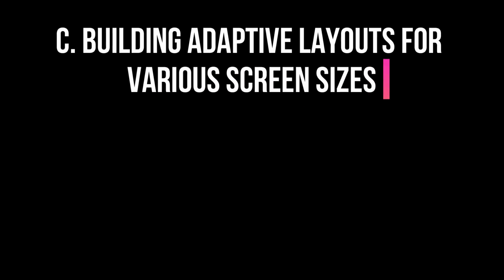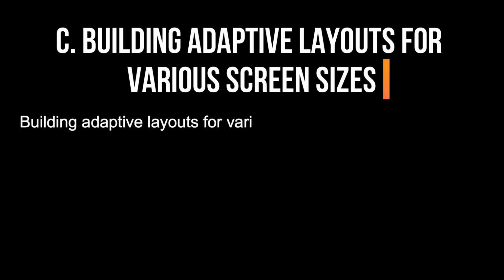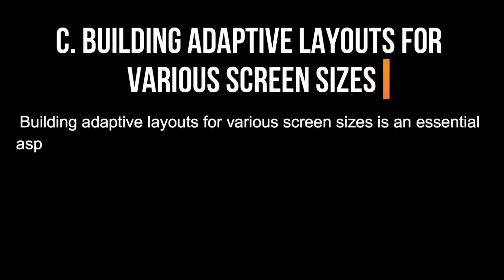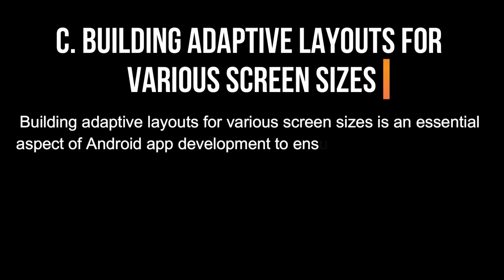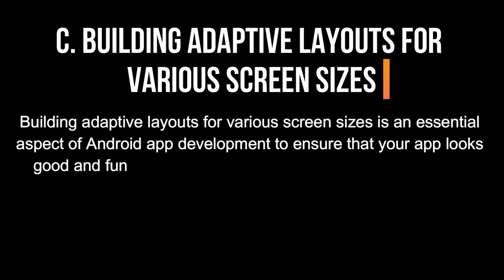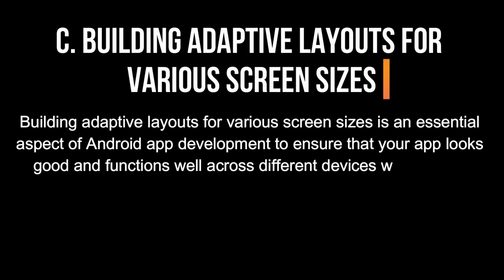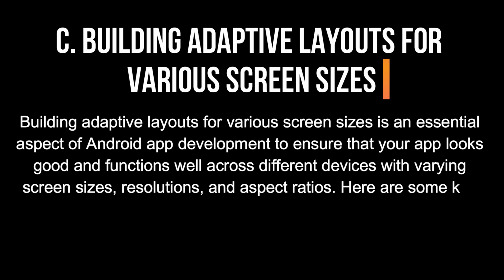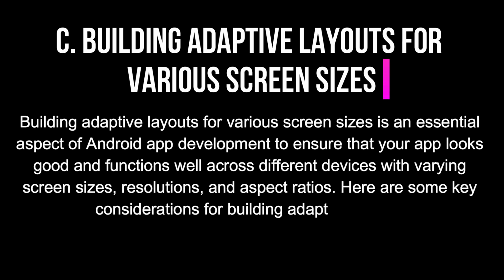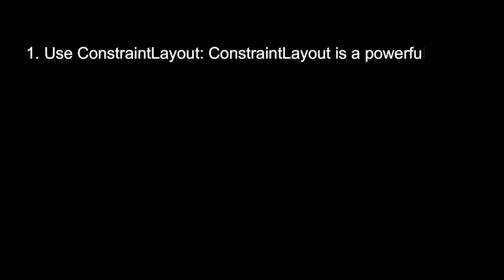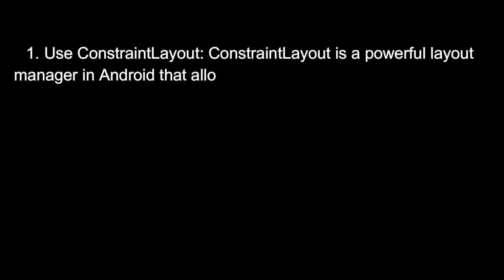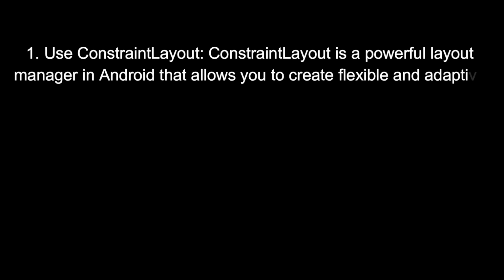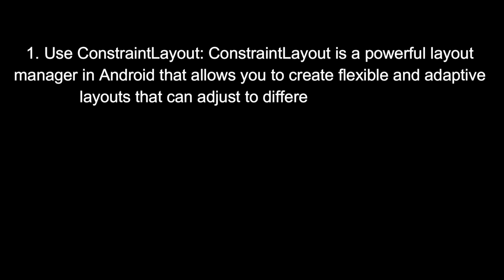C. Building adaptive layouts for various screen sizes. Building adaptive layouts for various screen sizes is an essential aspect of Android app development to ensure that your app looks good and functions well across different devices with varying screen sizes, resolutions, and aspect ratios. Here are some key considerations for building adaptive layouts. 1. Use Constraint Layout. Constraint Layout is a powerful layout manager in Android that allows you to create flexible and adaptive layouts that can adjust to different screen sizes.